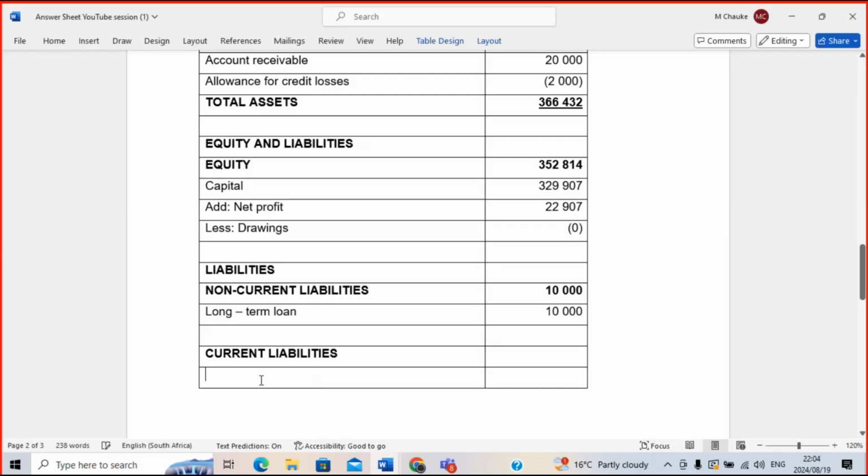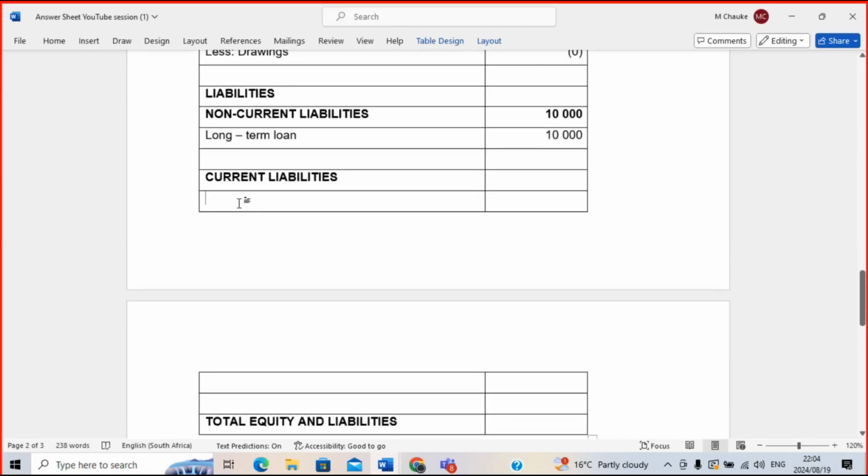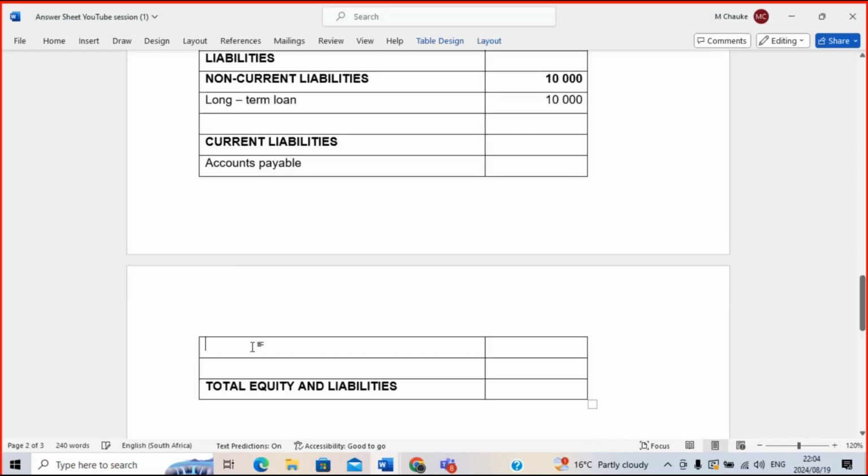And then we go to current liabilities there. Number one, we've got accounts payable. I remember accounts payable. We also have income received in advance.